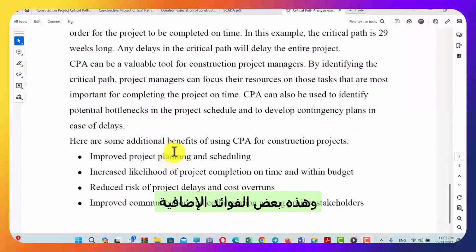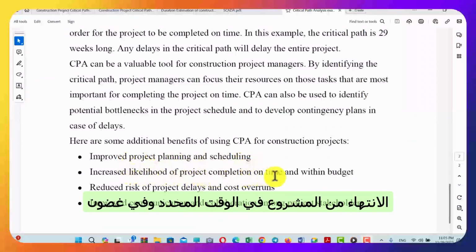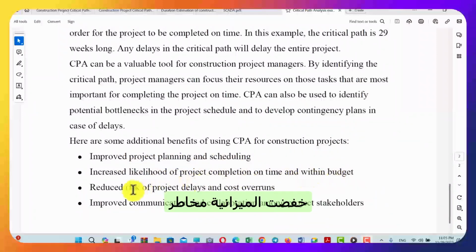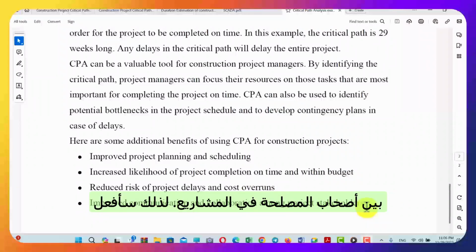And these are some additional benefits of using the critical path method: improved project planning and scheduling, increased likelihood of project completion on time and within budget, reduced risk of project delays and cost overruns, improved communication and collaboration among project stakeholders.